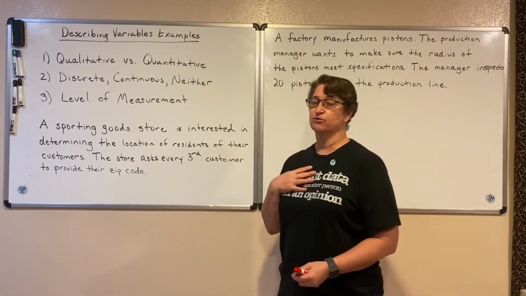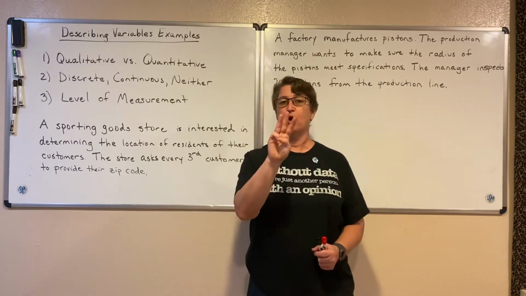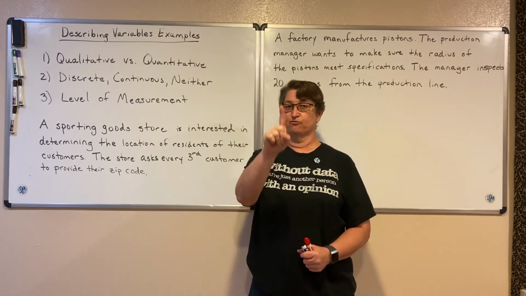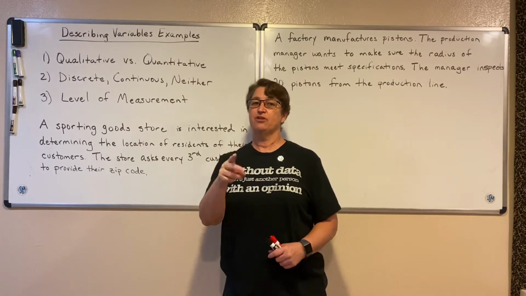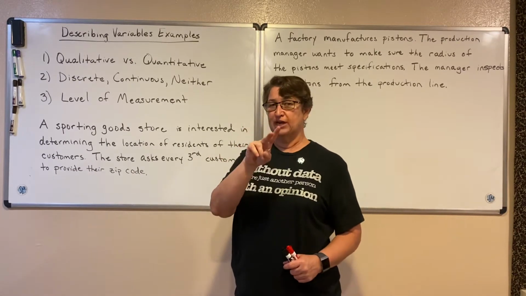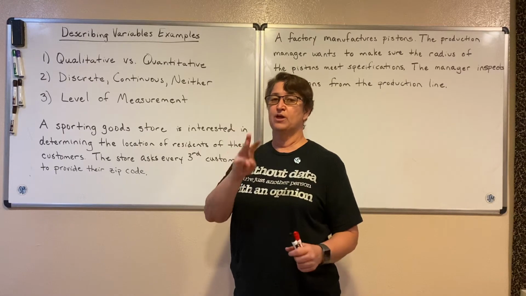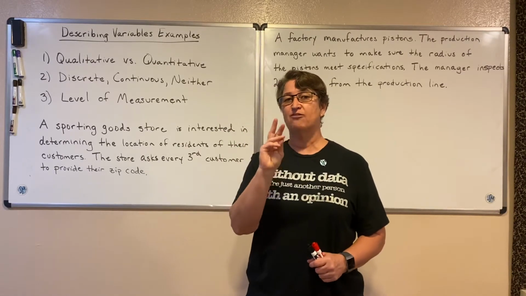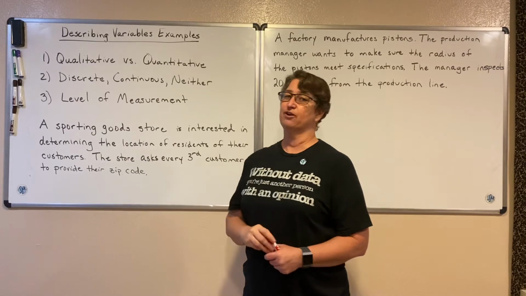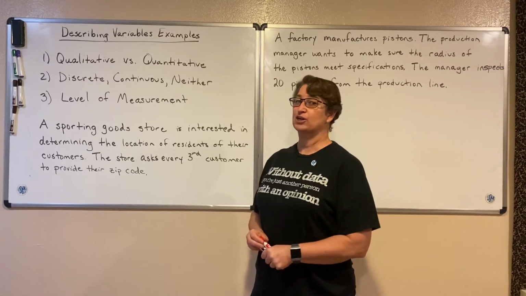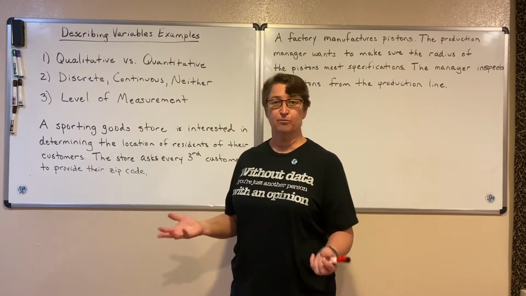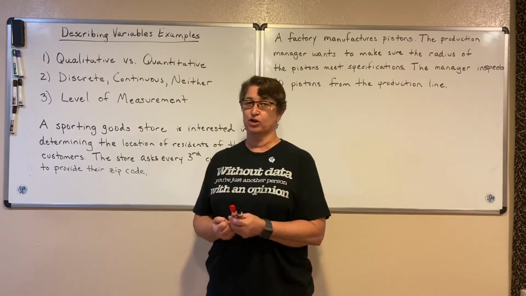Every time we describe our variables, there are three parts to describing the variables. First, is it qualitative or quantitative? Then, is it discrete, continuous, or neither? And the third part is the level of measurement that the variable is at. So, first thing we need to actually do is decide what the variable is. What is the data that we are collecting?